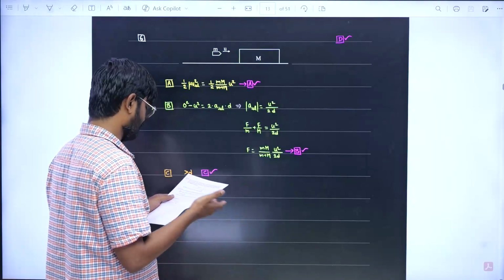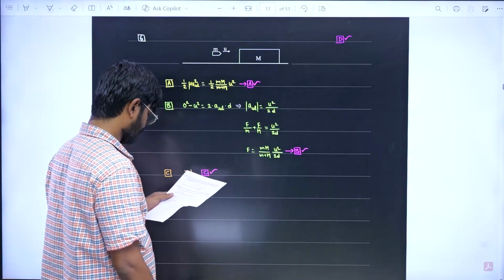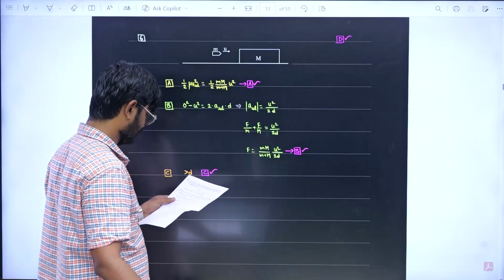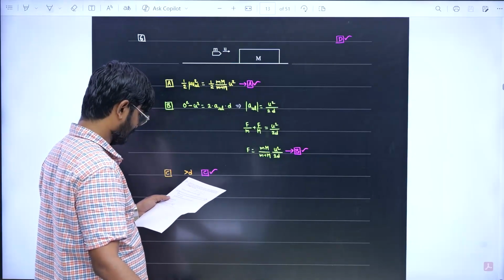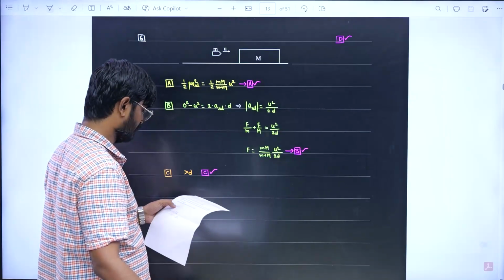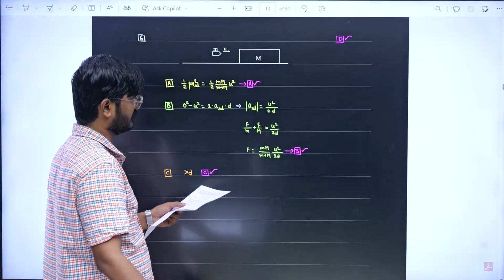I mean, not equal to. So yeah, that option was less than D, but we know it should be more than D. So option C is correct, and option D is also correct. Block moves less distance, bullet moves more distance.